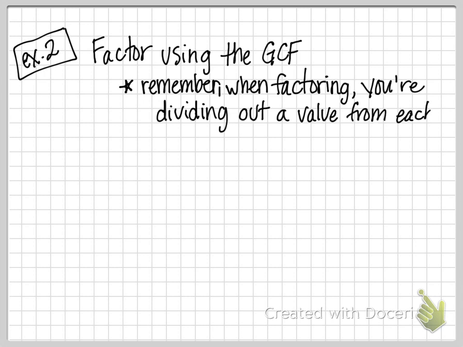And remember, when factoring, you are dividing out the value from each term. So it's the opposite of distribution: instead of multiplying, we are dividing. For example, we're going to factor out the GCF from 3x minus 42, and we're going to write this in factored form.